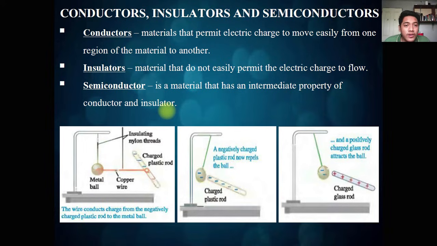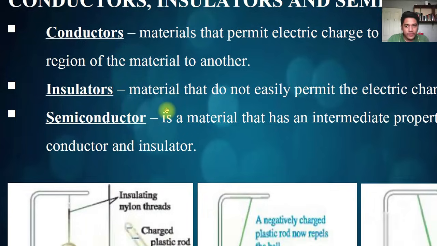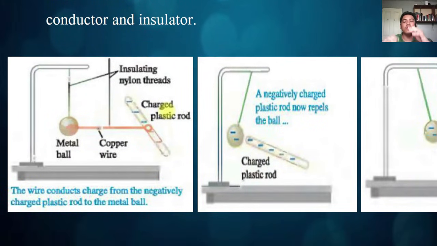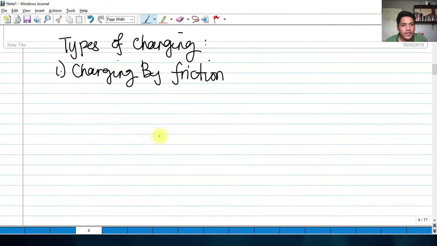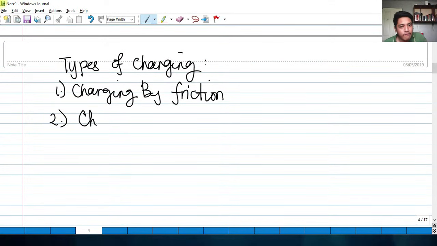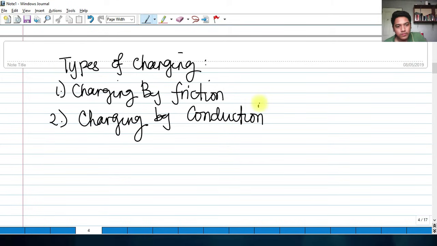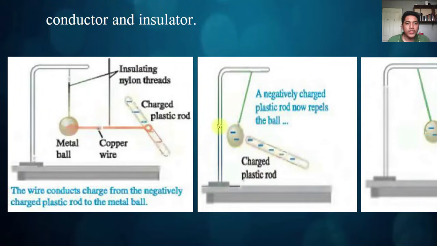So those are the classification of materials in terms of their conductivity to conduct charge. Now, we have discussed the first type of charging, charging by friction. But now we're going to discuss the second type of charging, that is charging by conduction.